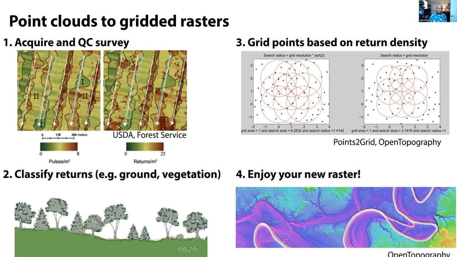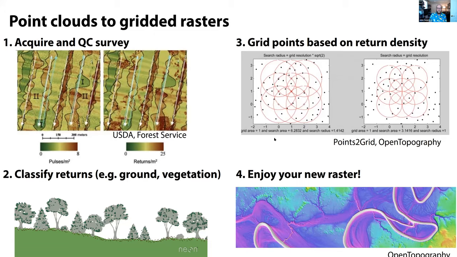What I'm showing here are just a series of algorithms from the points to grid algorithm that OpenTopography uses in its data server for serving up DEMs from the LIDAR point clouds that they have archived. And then finally, after following this workflow, we'd get our beautiful raster, in this case, a bare earth raster of a meandering river system somewhere in the American West.